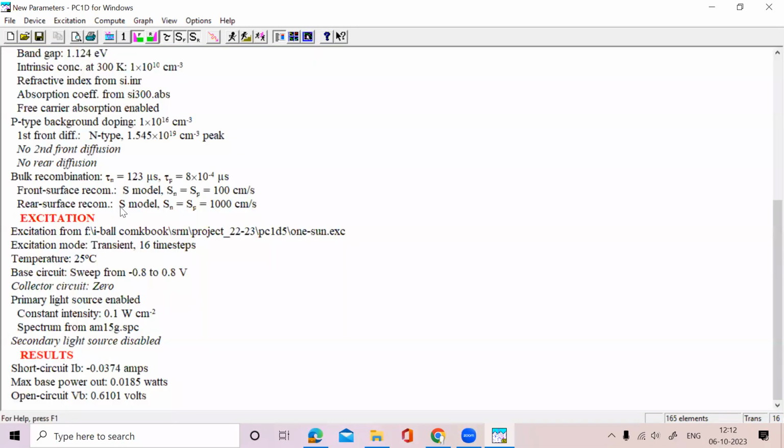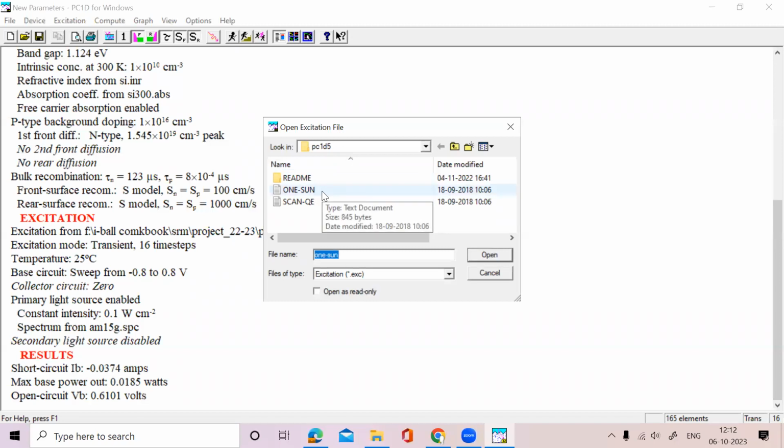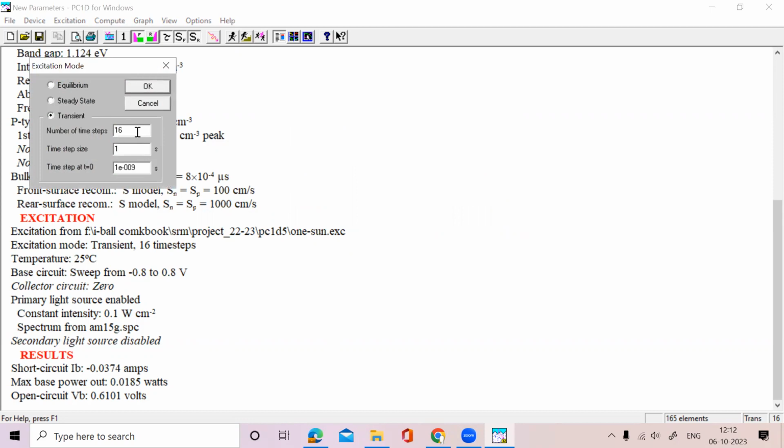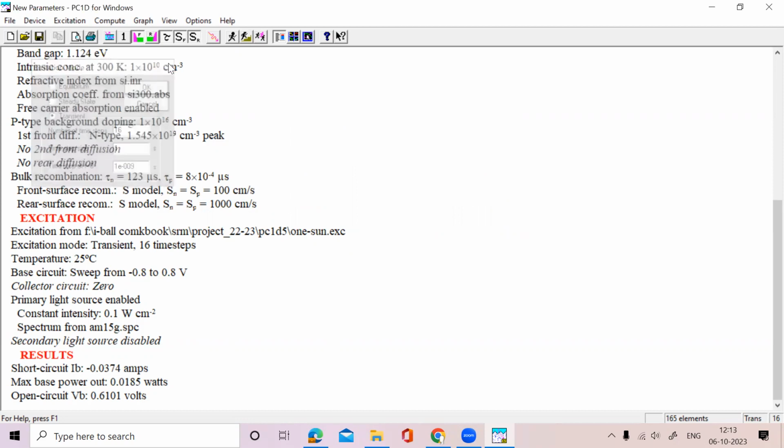Okay, again I'll repeat, don't worry. Go to the excitation. In this excitation file, you have to click. Select the one sun. This file you have to select. Open it. After that, you have to select the transient 16. After that, short circuit current is there, maximum power is there, open circuit voltage is there.